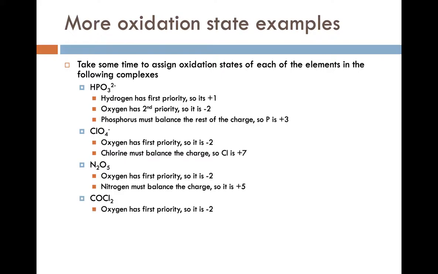And then the last one, we have COCl2. Oxygen still has the first priority. It'll get to be -2. Next priority will be chlorine. They're each going to be -1. That means the charge that carbon has to take in this case to balance everything must be +4. And again, those are the quick general steps in terms of applying that hierarchy that I had up a few slides ago to help us figure out oxidation states for things.